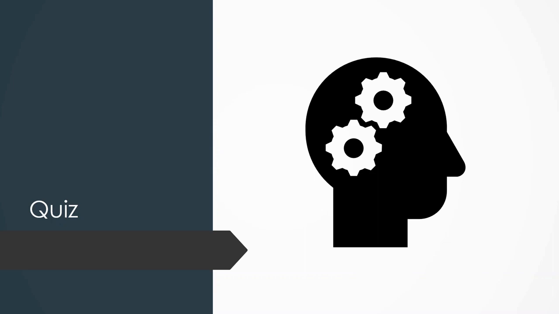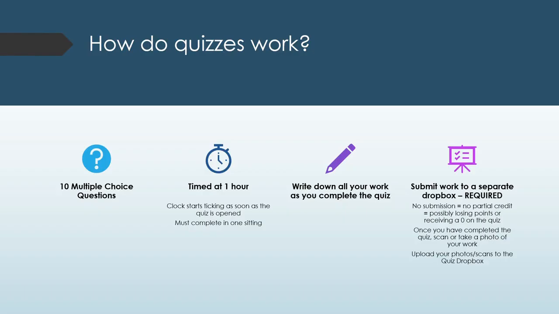So now let's talk about your quiz, your first quiz of the term. So how do these quizzes work? They're 10 multiple choice questions, and they are timed. You have 1 hour to complete these 10 questions. The clock starts ticking as soon as the quiz is opened up. So do not begin the quiz until you're ready to start, because once you open it, you have to complete it in one sitting. Even if you left the quiz, the time still ticks, so it will just submit for you. So don't start it until you're ready.